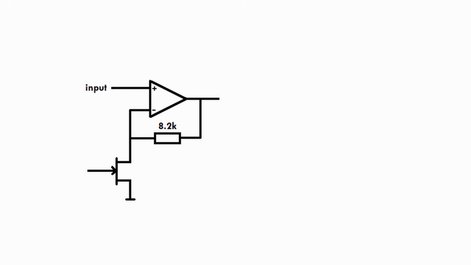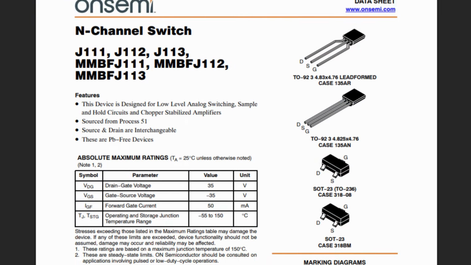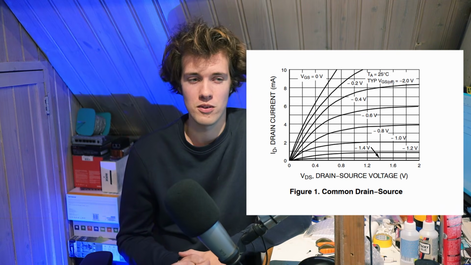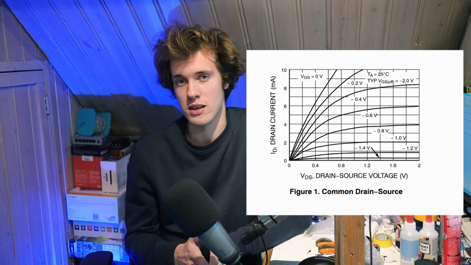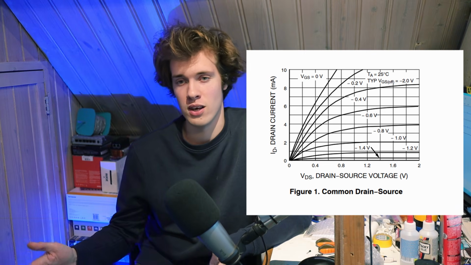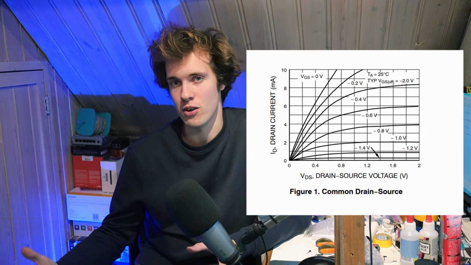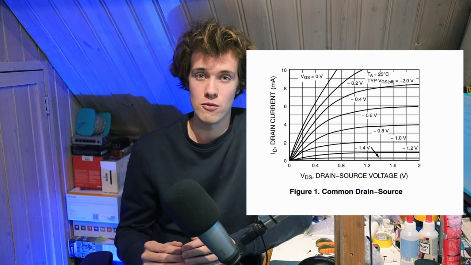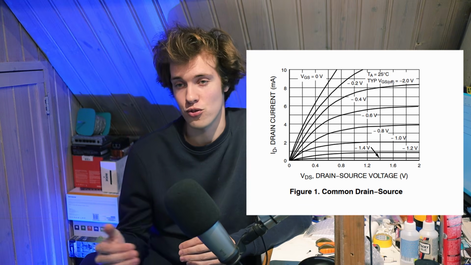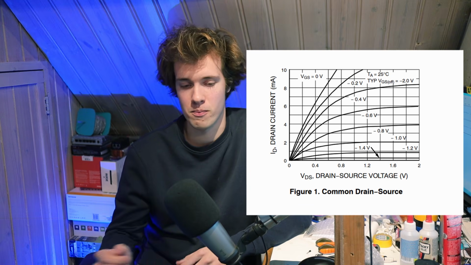There is one important thing to consider about this circuit though, which can be found in the datasheet of our JFET, specifically this chart. So what does this chart tell us? Well, on the horizontal axis, we've got the drain to source voltage, so the voltage across the main channel of our JFET. On the vertical axis, we have the drain to source current, so the current through the JFET.